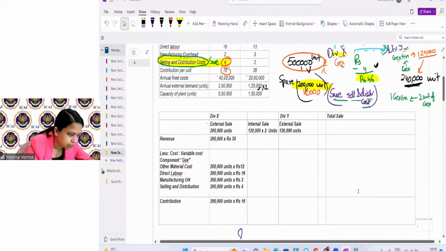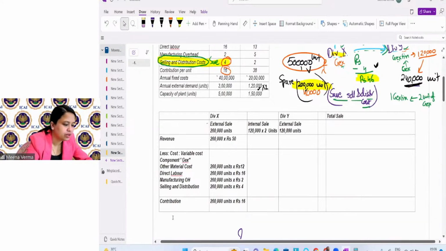I'm not able to add one column. Okay, leave it. So you can see here, this is the scenario for division X if there is external sale. Now let's see what the scenario will be if there is internal sale.